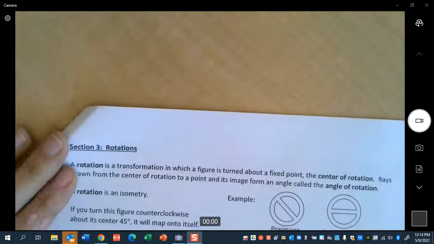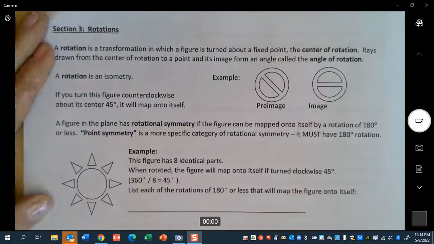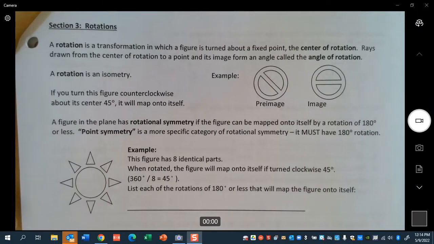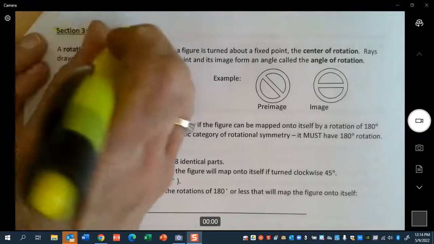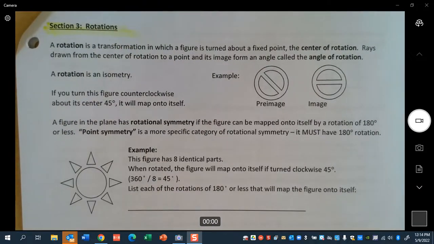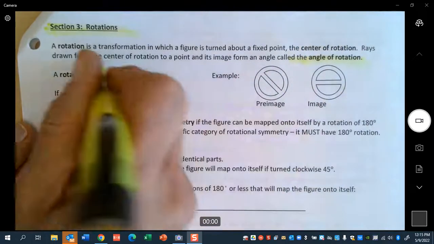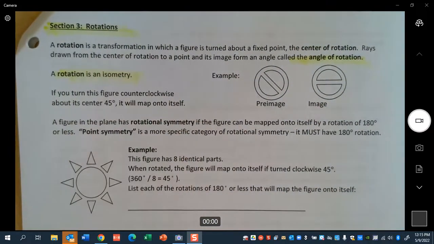All right, next tip. Now we're going to talk about rotations. So when we talked about rotations and rotational symmetry, most of the pieces of paper that I passed out to you with that rotational symmetry is 180-degree rotational symmetry. We can measure it by looking at the angle that it takes. So a rotation is a transformation in which a figure is turned about a fixed point, the center of rotation. Rays drawn from the center of rotation to the point of its image is called the angle of rotation. So we can talk about what's happening and how far it's being rotated. Rotations are isometric.